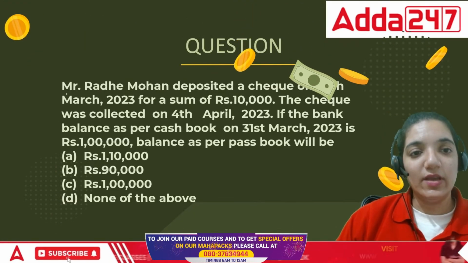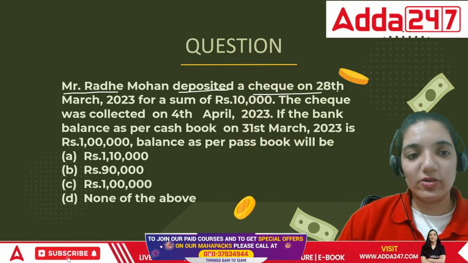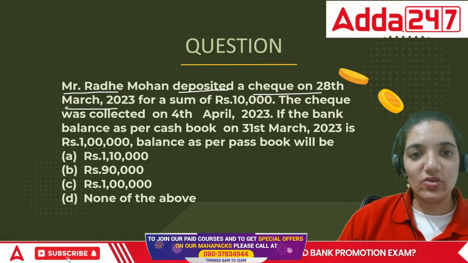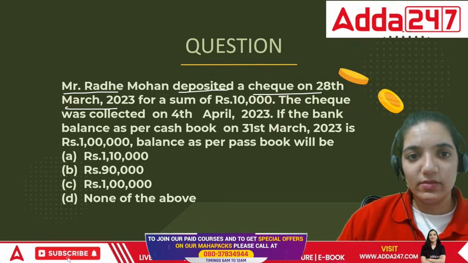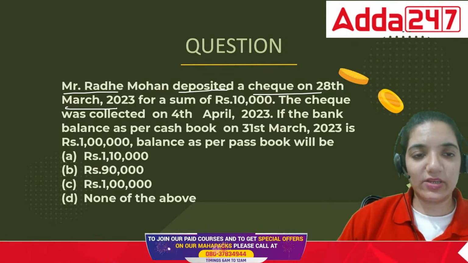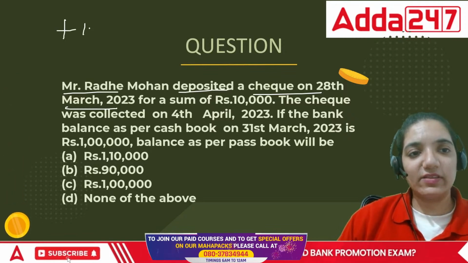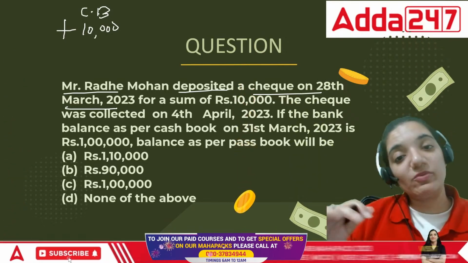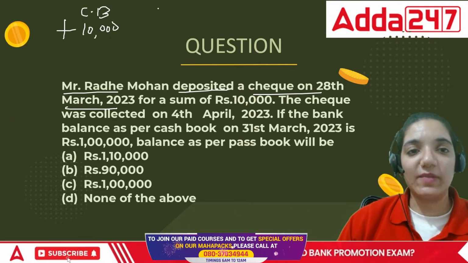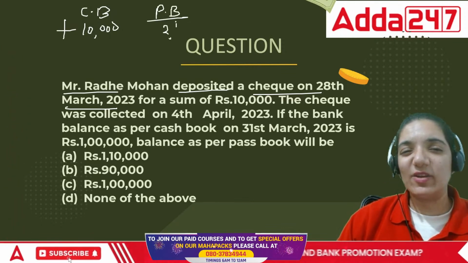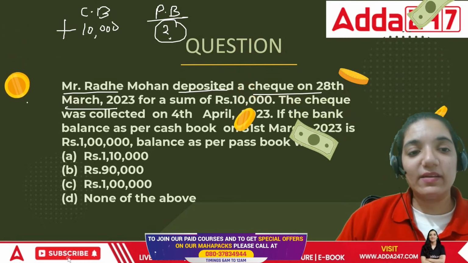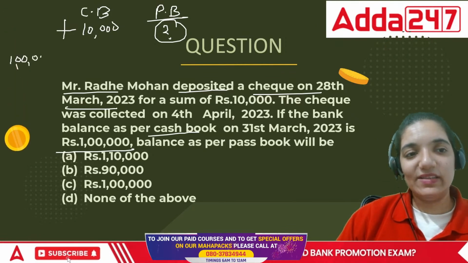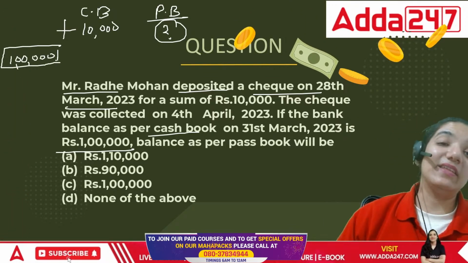Okay, next question. Mr. Radhe Mohan deposited a check on 28th of March 2023. So there is plus 10,000 in terms of his cash book. But the check was collected on 4th of April, that means after 31st of March, so the passbook doesn't have any clue. If the bank balance as per cash book on that day was 1 lakh, what would be the balance as per passbook in this case?